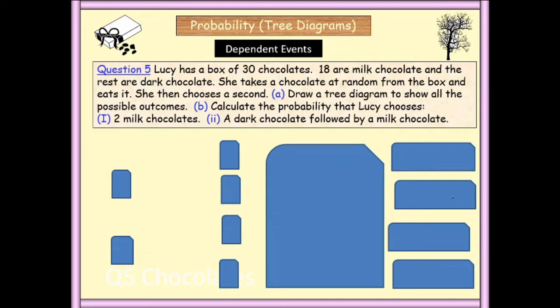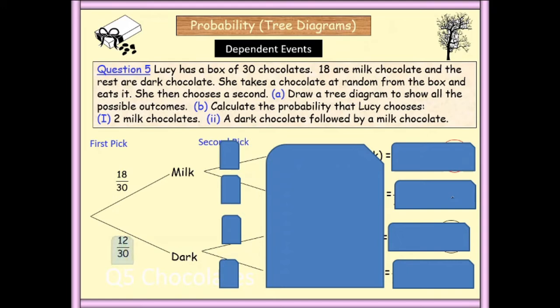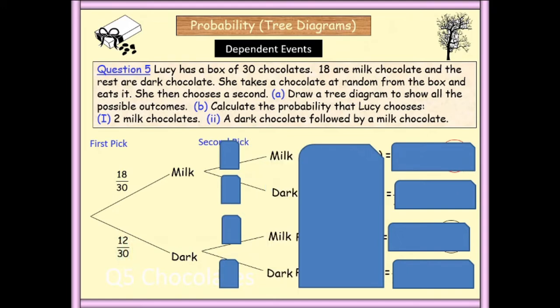Okay, so my outcomes are milk and dark. So it's going to be milk dark again. And there's 18 out of 30. So that means that one's going to be 12 out of 30. Milk the second time is going to be 1 less than the 18 out of 30, which is 17 out of 29. Dark, I wrote it still 12, so it's going to be 12 out of 29.